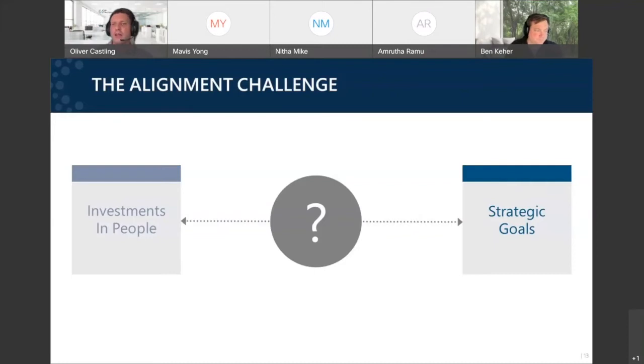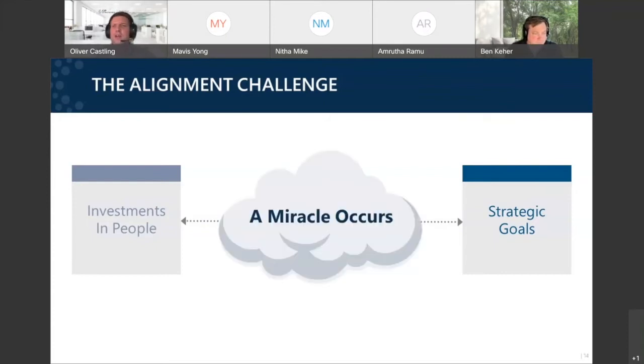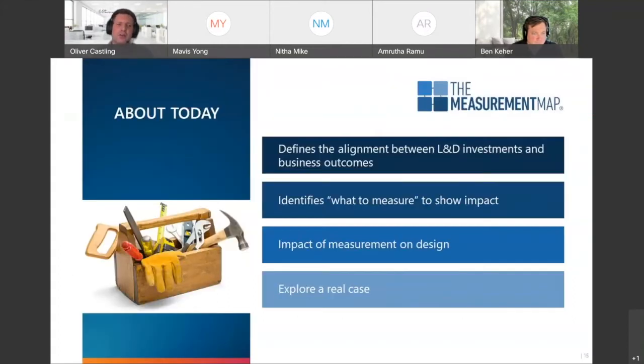Right? And we can't just look at investment in training and stock price and say, okay, they're intrinsically related. They might contribute, but we need to connect those dots somehow. We can't just expect some miracle to happen and people will say, oh, great, your training did it. We need to show some evidence. And that's what this session is all about.